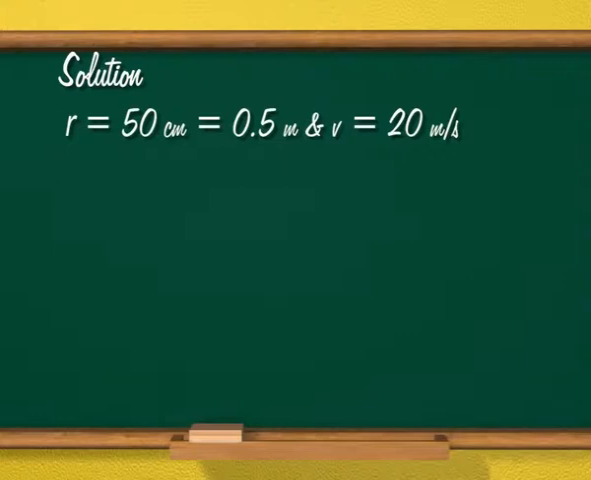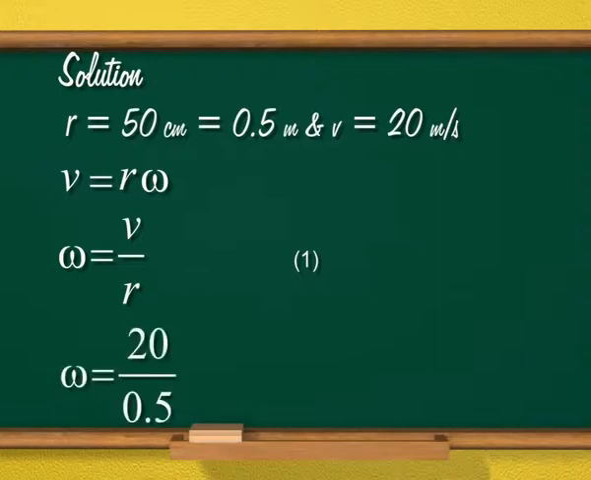Since the linear speed of an object moving with angular speed ω in a circular path of radius r is v = rω, the angular speed of the object is ω = v / r, equation 1. Now, substituting the values of v and r in equation 1, we get ω = 20 / 0.5. On simplification, the angular speed of the wheel is ω = 40 radian per second.